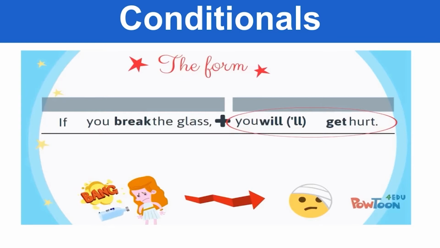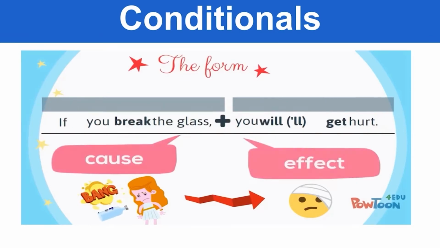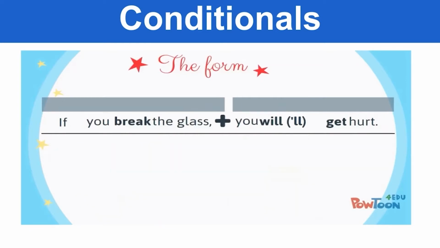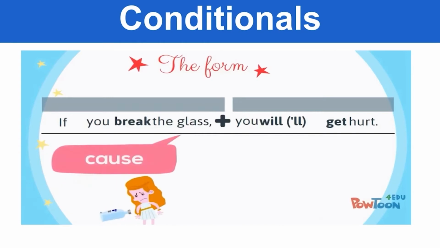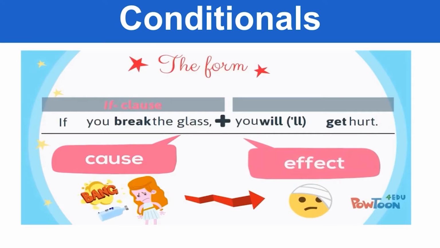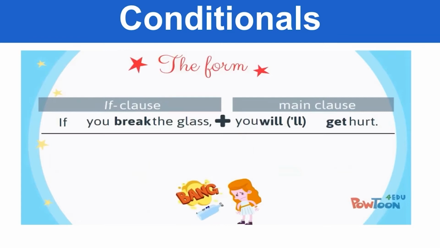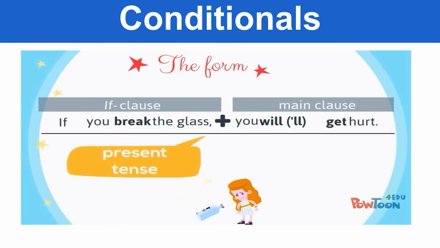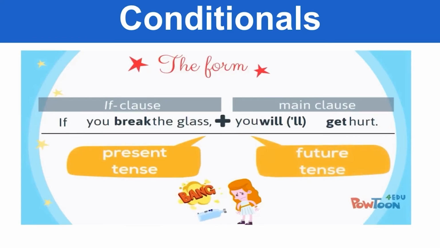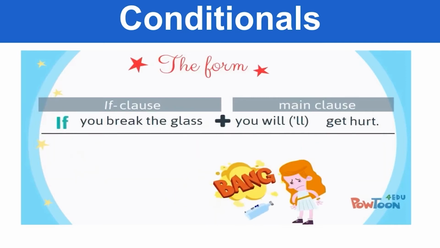It's important to identify the cause and effect in a conditional sentence. We can refer to the cause as the if clause, while the effect is the main clause. Besides, we use present tense for the cause, while the future tense is for the effect. Don't forget to put a comma in the if clause.